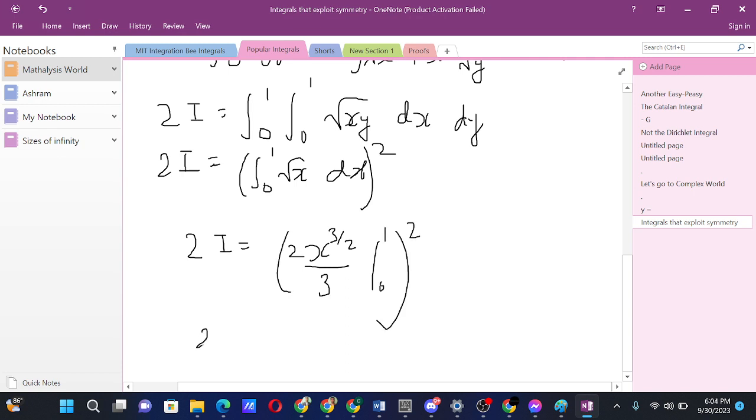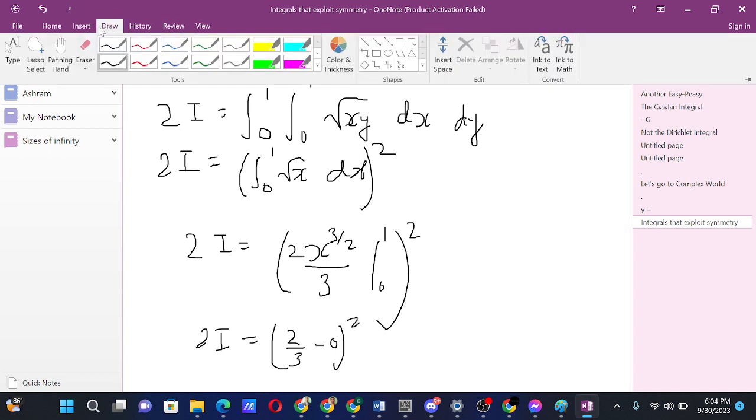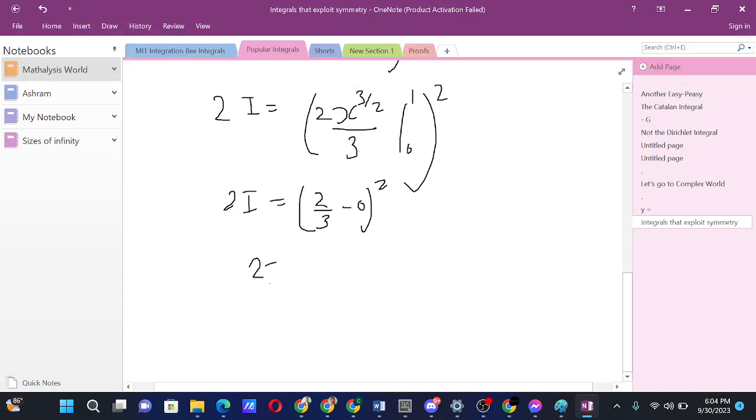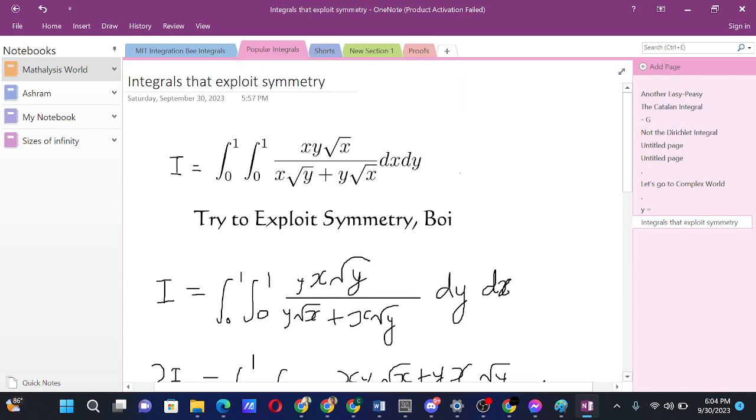So that's 2I equals, when it's 1 we have 2 by 3, and when it's 0 it's zero, squared. So we have 2I equals 4 by 9, and then I equals 4 by 18. So that's our answer: our integral evaluates to 4 by 18.